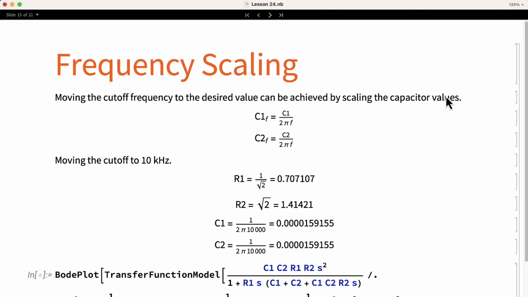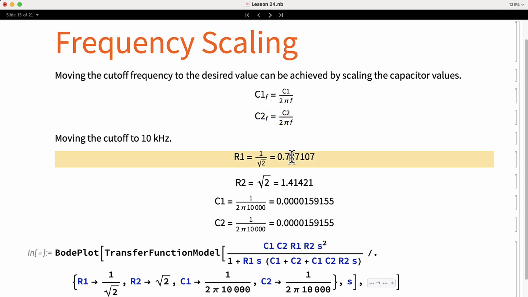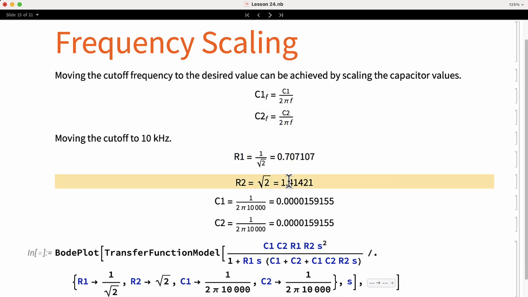Next, we need to do the frequency scaling. In this step, we move the cutoff from 1 radian per second to whatever value we want. To do so, we have to replace the values of the capacitors according to the following formulas, which is dividing the value by the frequency we want in radians. In this example, we will move the cutoff frequency to 10 kHz. This results in the following values for the resistors and capacitors.